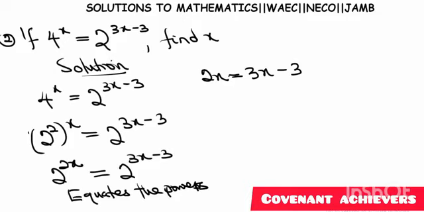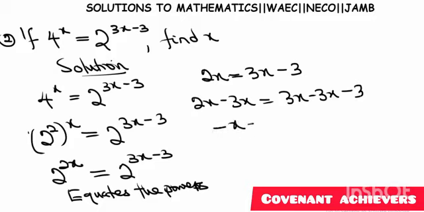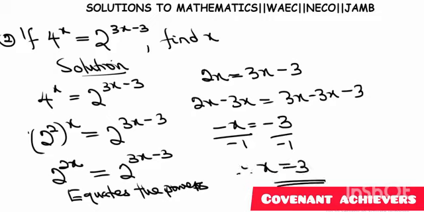So minus 3x from both sides. That means you are going to have 2x minus 3x equals 3x minus 3x minus 3. So this is going to be minus x equals minus 3. So divide both sides by minus 1, and in that case, you are going to have x equal to 3. And that's how we solve that question.